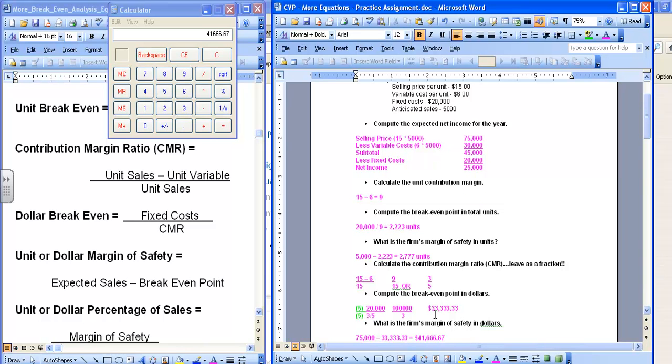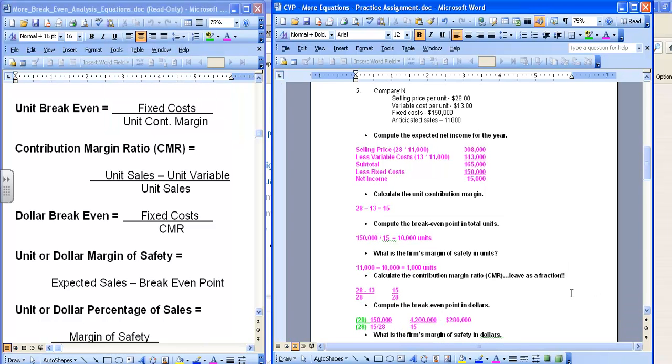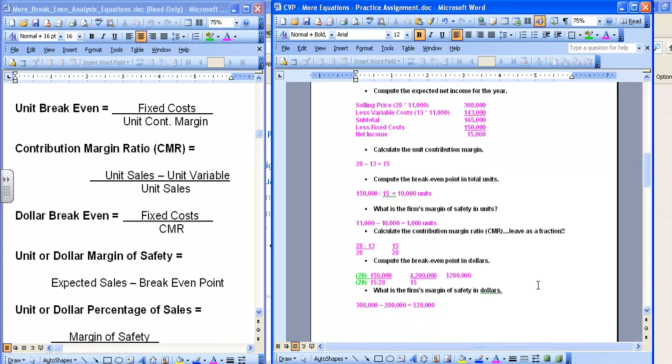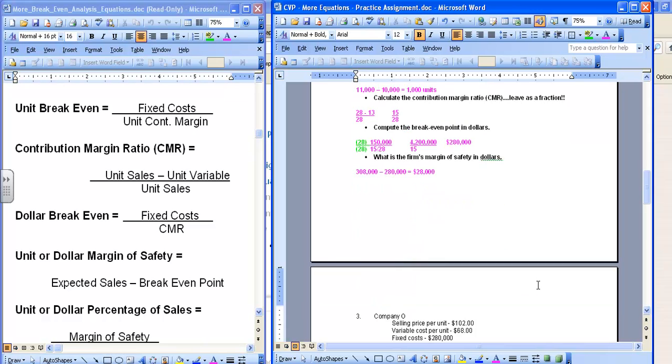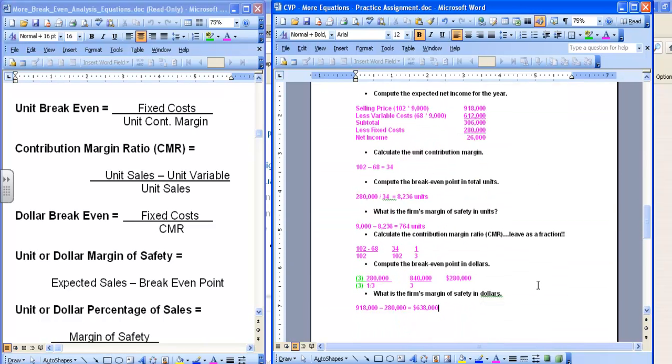I'm going to pause the video and put the remainder of the practice assignments onto the file, and then I will open up the file for you to check your answers. So back in a flash. All right, here you will find the answers for Company N. I'm just going to scroll down a little bit and give you a chance to look at all of the answers. And then I'm going to scroll down and look at the answers for Company O.